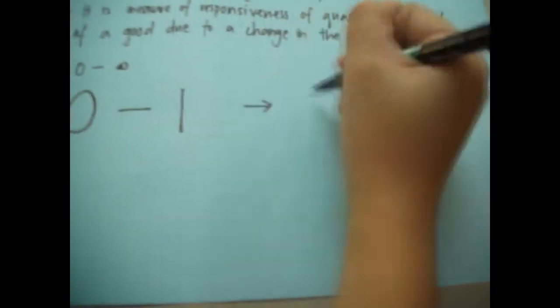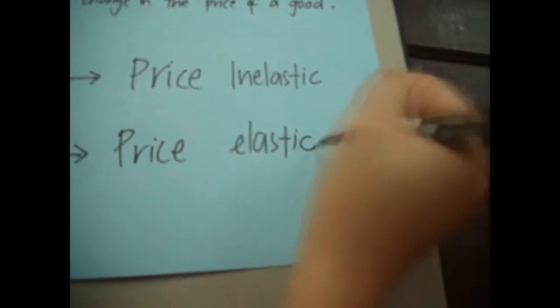PED is measured as a value from 0 to infinity, with values from 0 to 1 being price inelastic and values from 1 to infinity being price elastic. Here is the equation of PED.